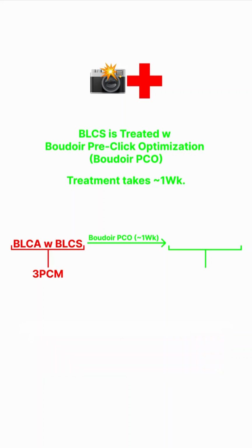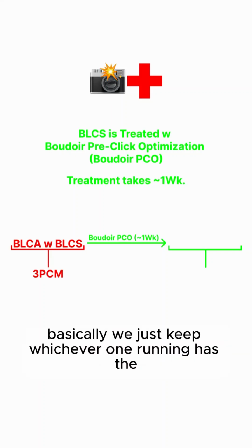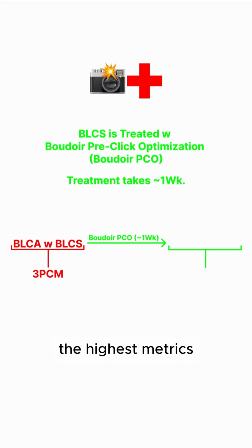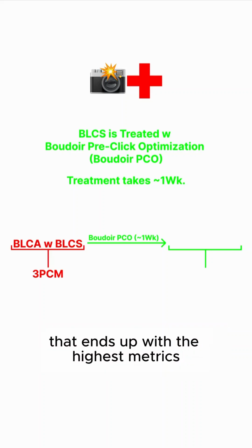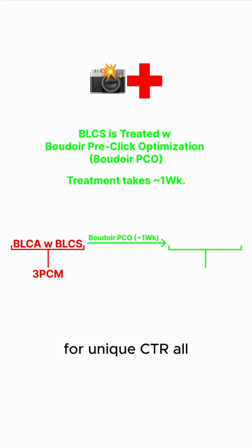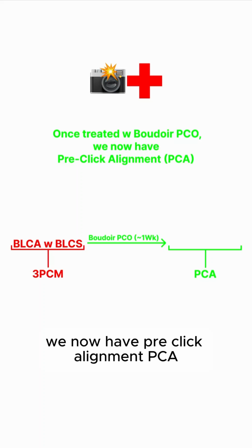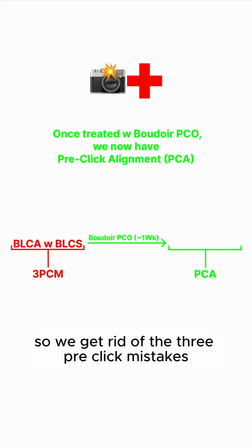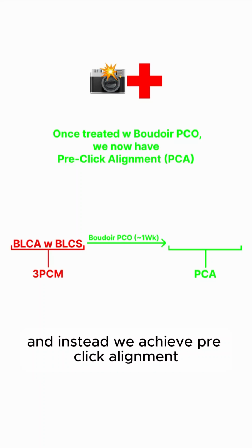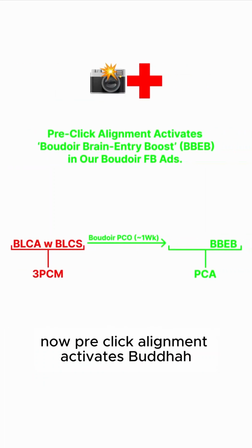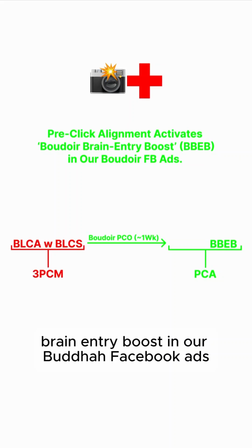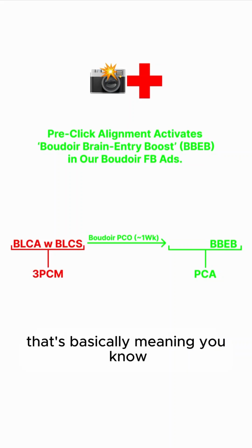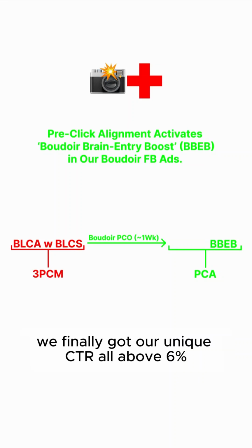After about a week, we just keep whichever one is running with the highest metrics, and it's always been the Boudoir Pico treated ad that ends up with the highest metrics for unique CTR all. And once treated with Boudoir Pico, we now have pre-click alignment, PCA. So we get rid of the 3 pre-click mistakes, and instead we achieve pre-click alignment. Now, pre-click alignment activates Boudoir brain entry boost in our Boudoir Facebook ads. It's basically meaning we finally got our unique CTR all above 6%.